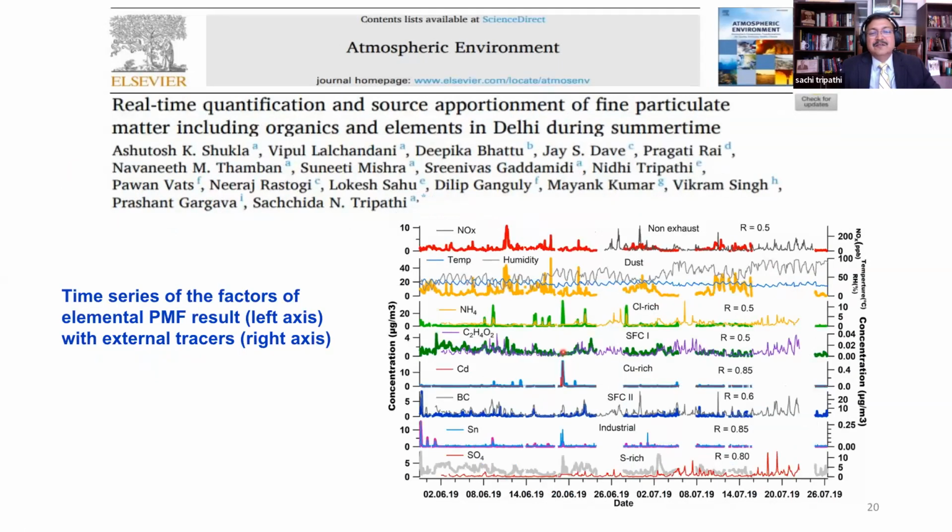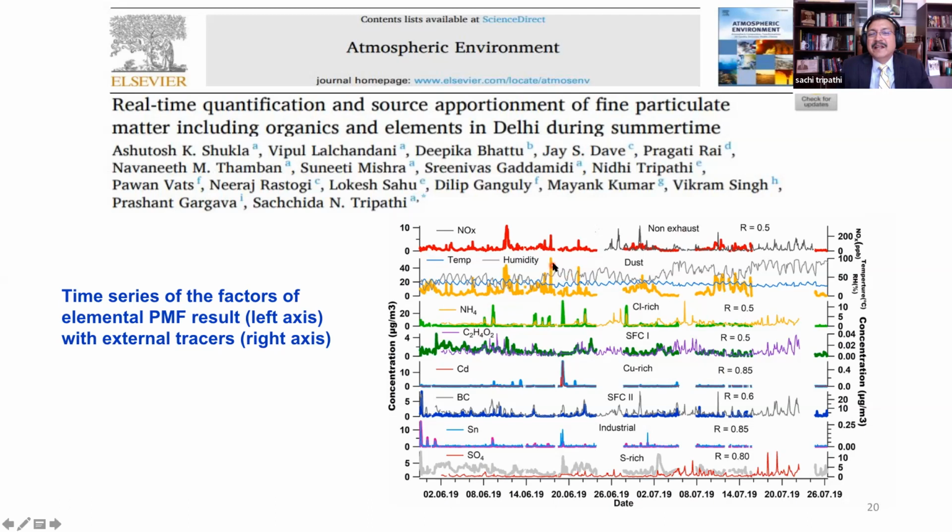And likewise, if you look into elemental data, now we are looking at the data which is coming from the metal monitor. From that, you can again get very interesting sources looking at the metal data. One is what we call non-exhaust sources. That is, it is not coming from the tailpipe. It is rather from brake and tire wear. This is different from what comes from the exhaust pipe.